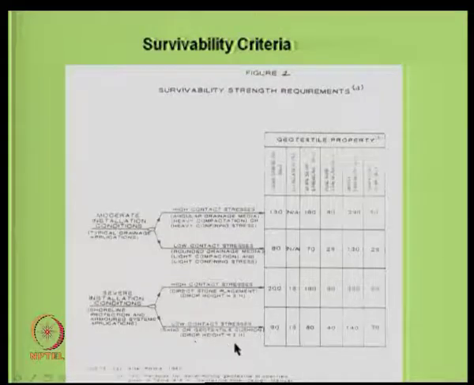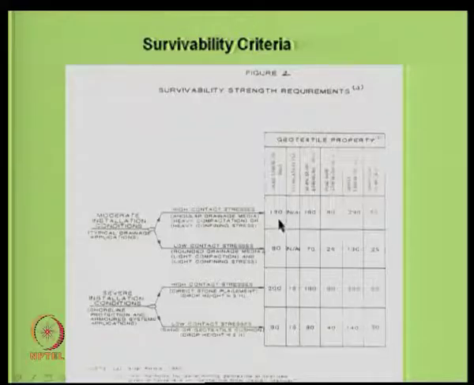So he tries to differentiate the conditions also. For example, low contact stresses and high contact stresses in terms of the drop height, the stone placement, the sand and geotextile placement, and moderate installation conditions in terms of compaction and other things. They divide and identify the corresponding survivability properties, like what should be the tensile strength of that material, or grab strength.